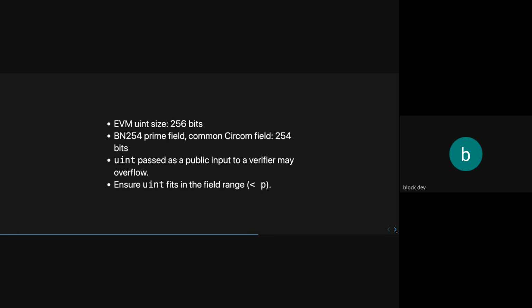An easy fix for this is to ensure that whenever you are taking uints as a public input, you constrain them to be less than whatever your P value is. Usually that's called snark field in code bases I've come across so far. But this is another common class of bugs.